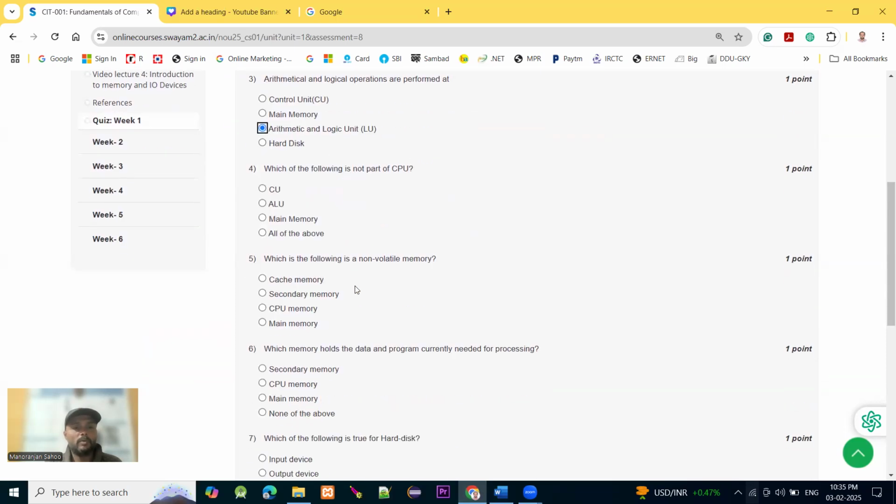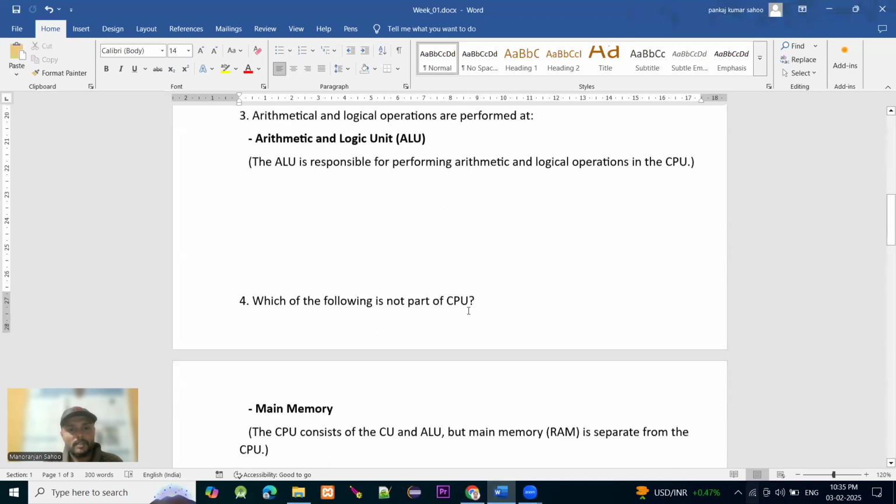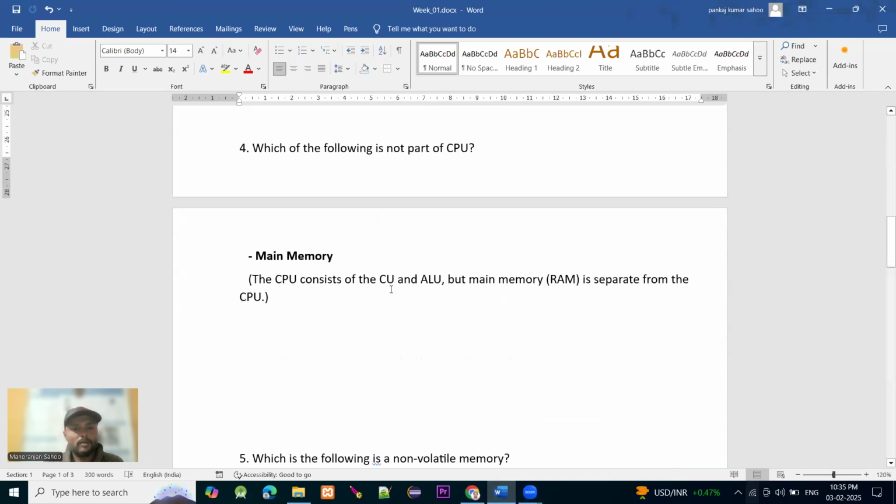Moving to question number 4, which of the following is not a part of the CPU? The CPU consists of three parts, as already said: arithmetic logic unit, control unit, plus operational registers. But main memory means primary memory. Here, the one that is not a part of the CPU is main memory. The CPU consists of the control unit and arithmetic logic unit, but main memory, which is RAM, random access memory, is separate from the CPU. That's why main memory is not a part of the CPU.